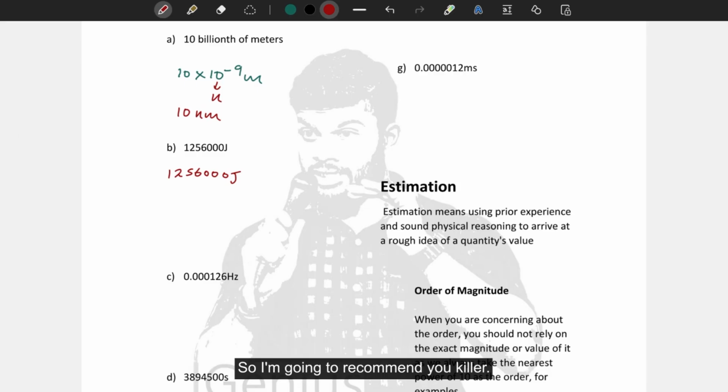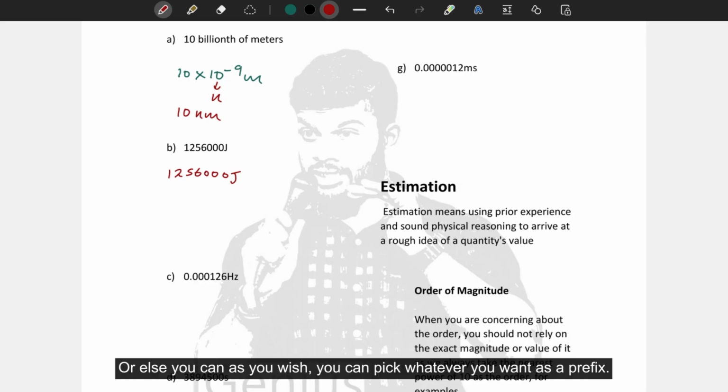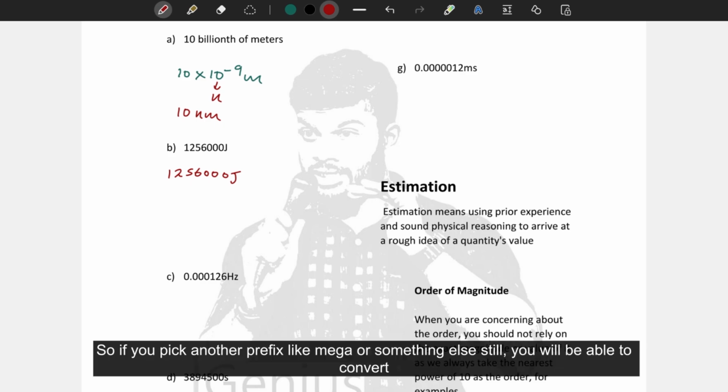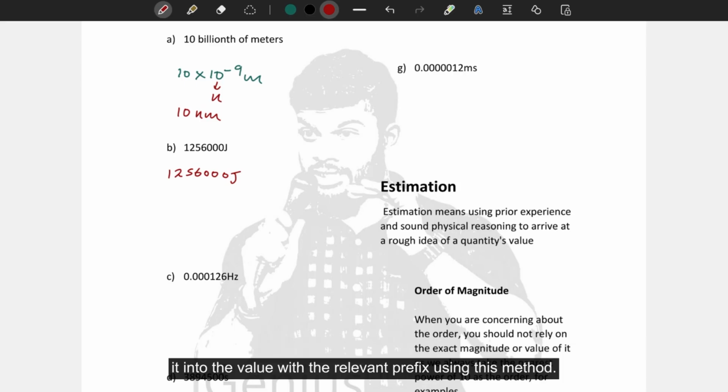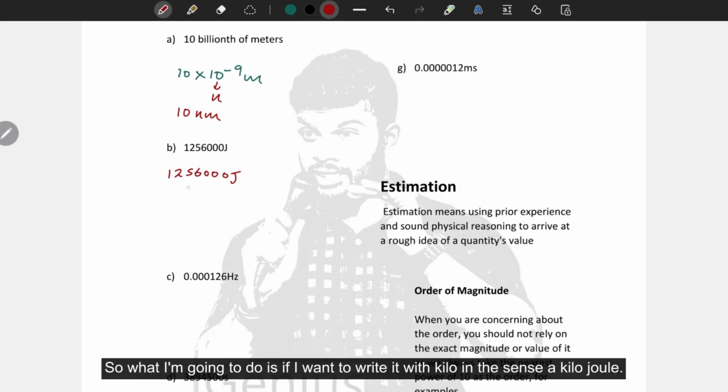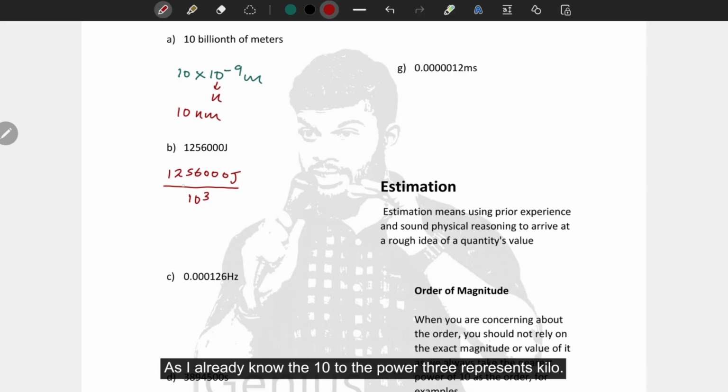So I'm going to recommend you kilo, or else you can pick whatever you want as a prefix. If you pick another prefix like mega or something else, you will still be able to convert it into the value with the relevant prefix using this method. If I want to write it with kilo, in the sense a kilojoule answer, I divide this one by 10 to the power 3, as I already know 10 to the power 3 represents kilo. So I end up getting 1256 kilojoules.